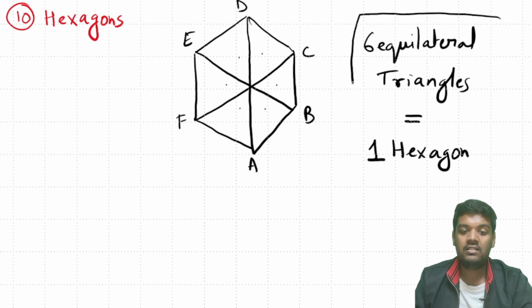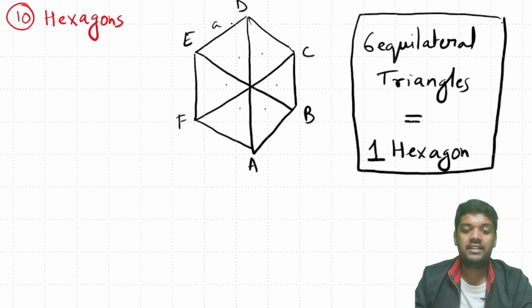So दिया क्या रहेगा? आपको कोई भी एक side का length दे दिया जाएगा और area of hexagon निकालने बोला जाएगा. सो area of hexagon will be nothing but 6 into area of equilateral triangles. So 6 into root 3 by 4 a square, right? This is my hexagon.